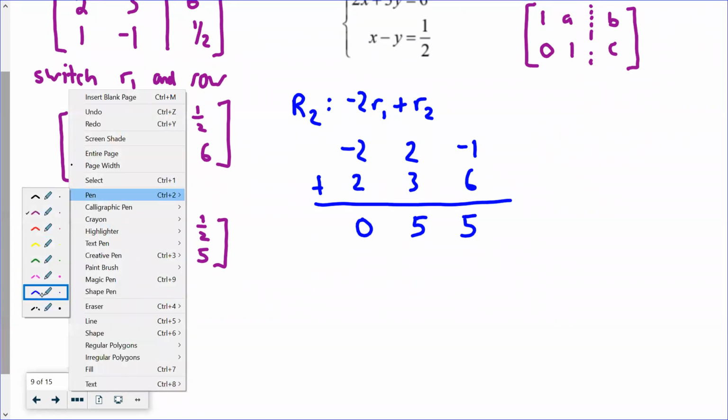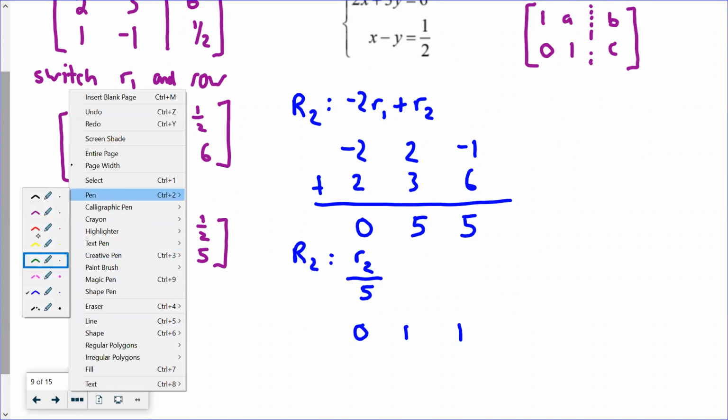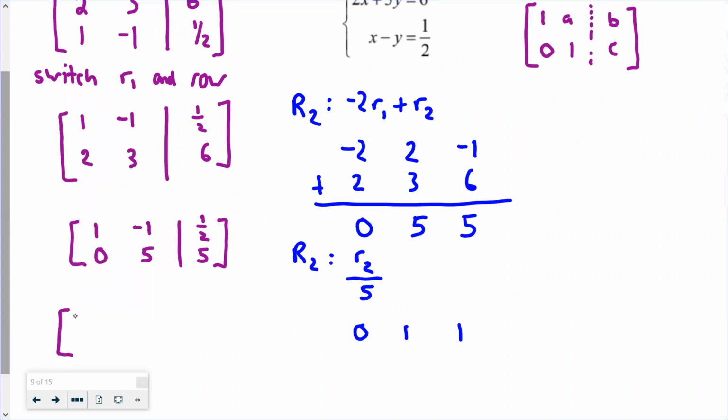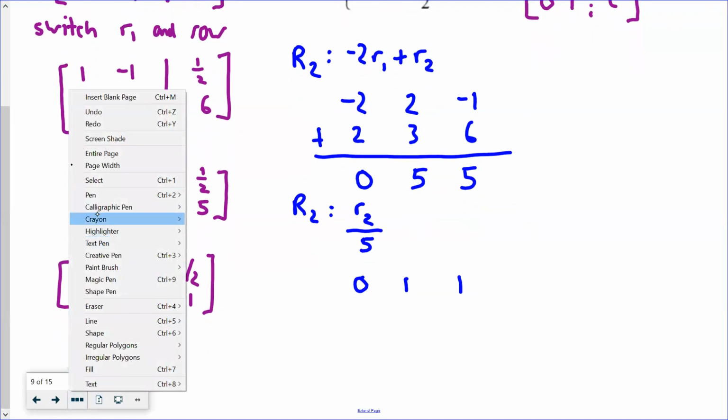So I'm going to come here and say, let's get a new row 2 again. But this time we're going to take our existing row 2 and divide it by 5. When we do, that's just going to turn it into 0, 1, 1. So again, the top row doesn't change. The bottom row is now 0, 1, 1. And this is our goal. Remember, we wanted to get 1, 0, 1. We've got that. And the reason why we like that is because now we need to interpret what's going on.